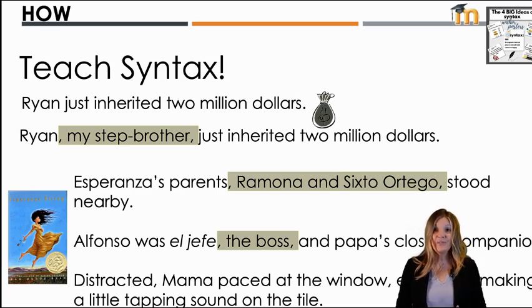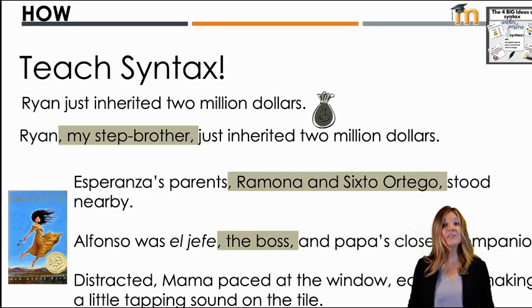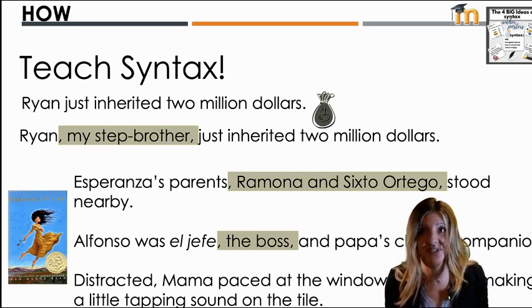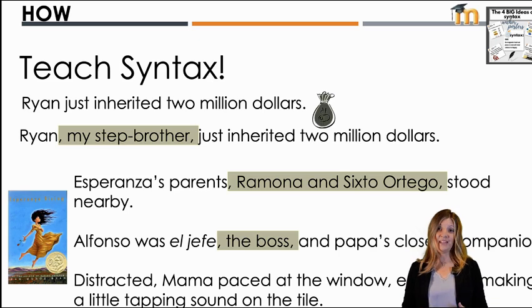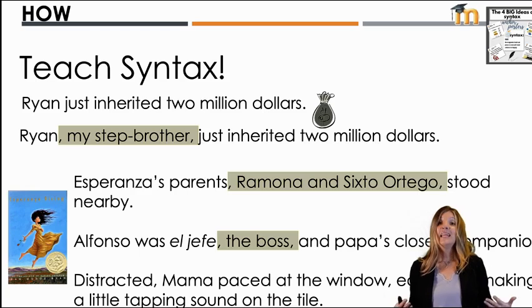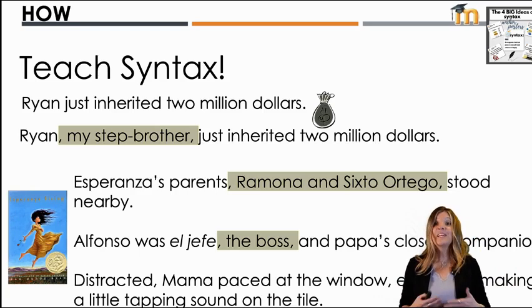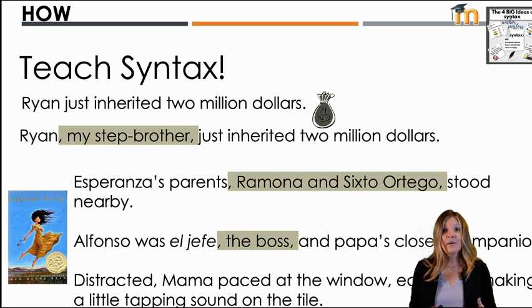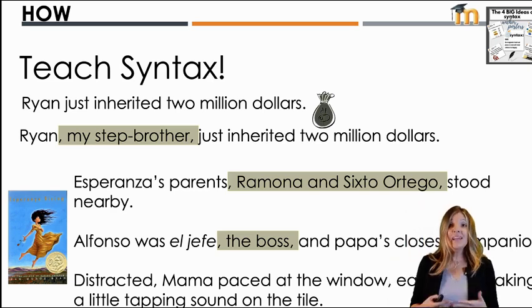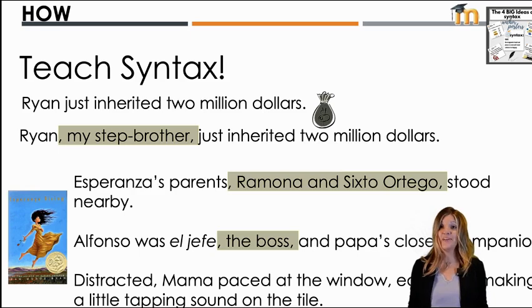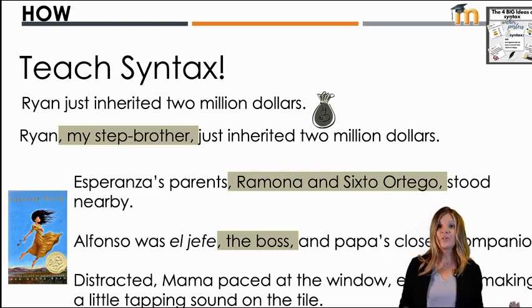But if I teach students to say, "Alfonso was el jefe, the boss, and Papa's closest companion," and I teach them that when they see those commas, they pause, they give that further information, and then they sit back in and read the sentence as normal, then comprehension is completely aided. "So, distracted, Mama paced at the window, each step making a little tapping sound on the tile." Sounds completely different than if I just read that and ignored those commas. That comprehension will break down.